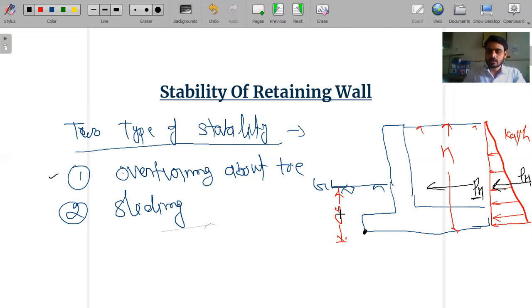how it will slide due to this horizontal thrust. The overall retaining wall may slide in that horizontal direction, in the direction of horizontal thrust. That will be called sliding. So how to stabilize the structure against these two effects, we will learn here. Okay. So we will consider one by one. First of all, we will talk about the overturning effect of the retaining wall about the toe.